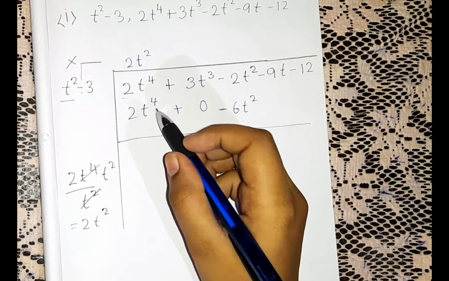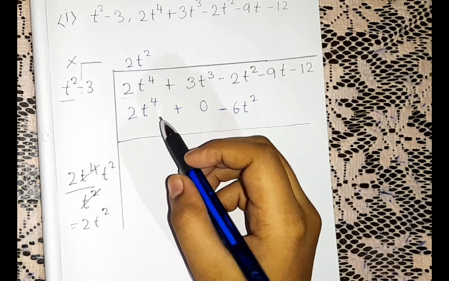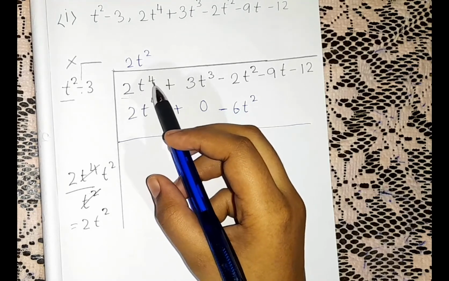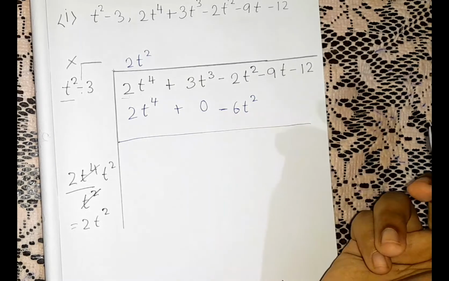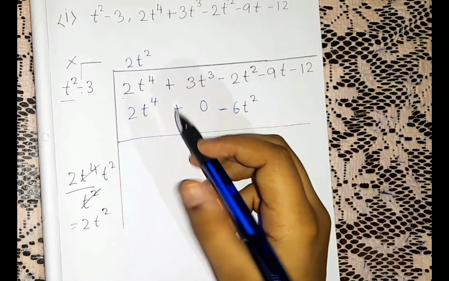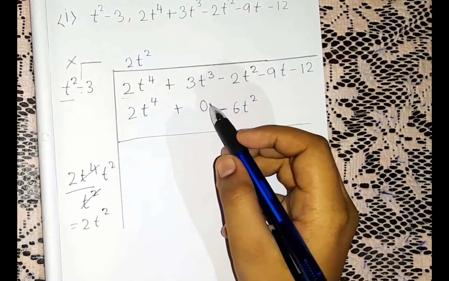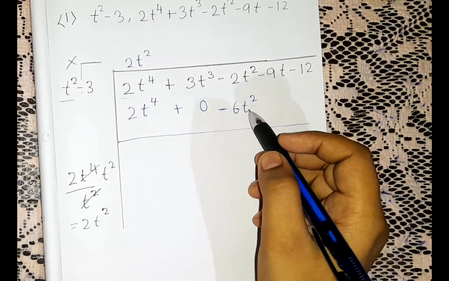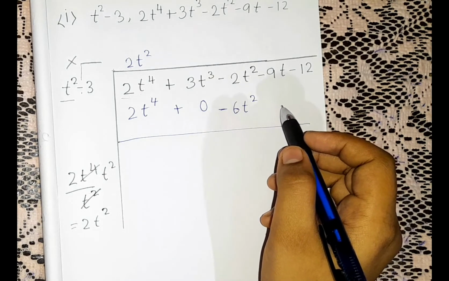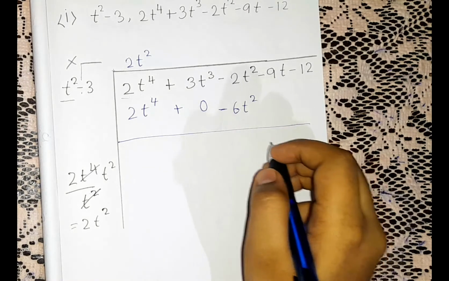I wrote the power 4 in the power 4 term itself. Okay, so here we had t power 4, that's why I wrote it down right over here. Otherwise we can write somewhere else, right? So this is the rule in this. Whenever you get t cube, then we are supposed to write it right over here. If you get square, then we are supposed to write it right over here. Then if we get t power 1, then we are supposed to write it right over here. I hope you guys understood this.